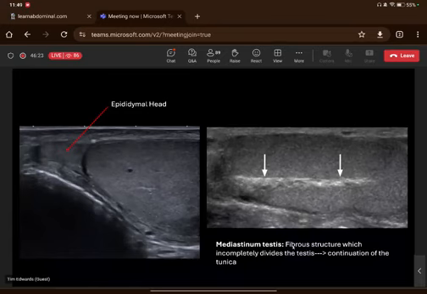And then finally, this area with the arrow that you can see, and you can see it on this image as well, is called the mediastinum testis. And this is an echogenic structure that is actually a continuation of the tunica albuginea and incompletely divides the testes. So if you see a linear echogenic structure within the testes on ultrasound, then it's the mediastinum testis.